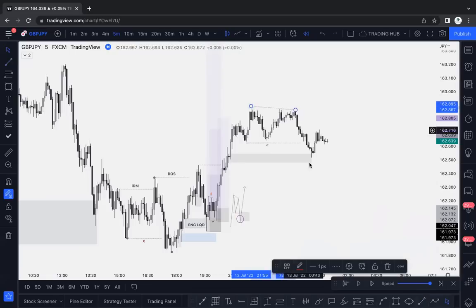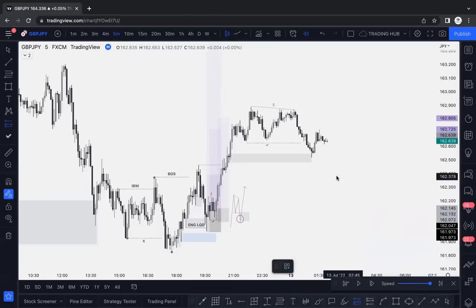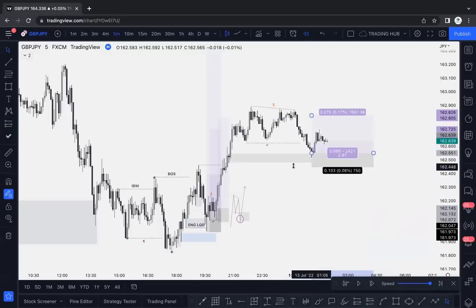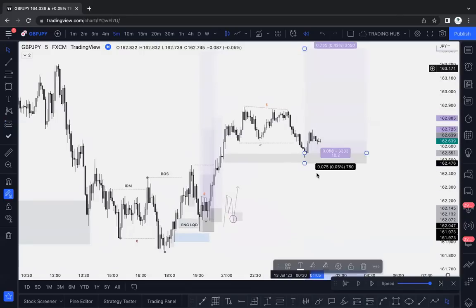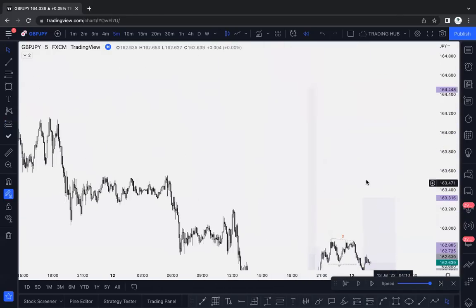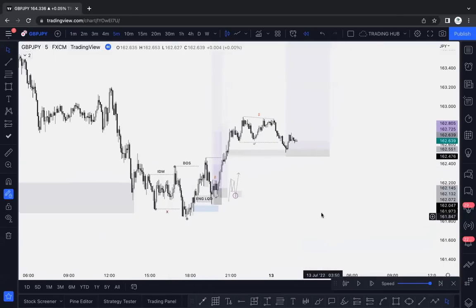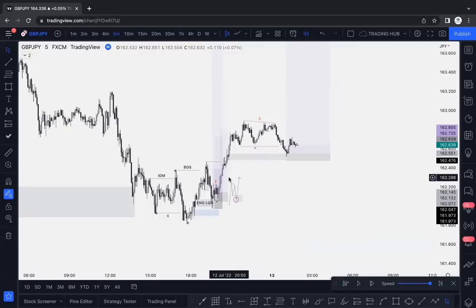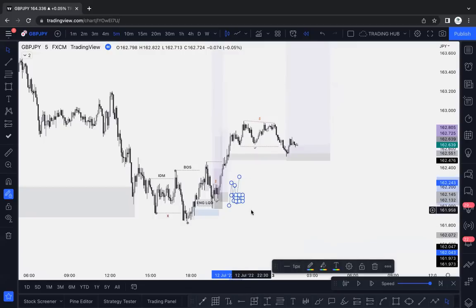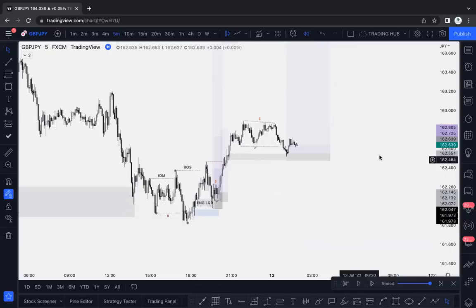This one is liquidity. Correct. And so on the 1 minute there will be a type 1 entry. This one. Yep, correct.